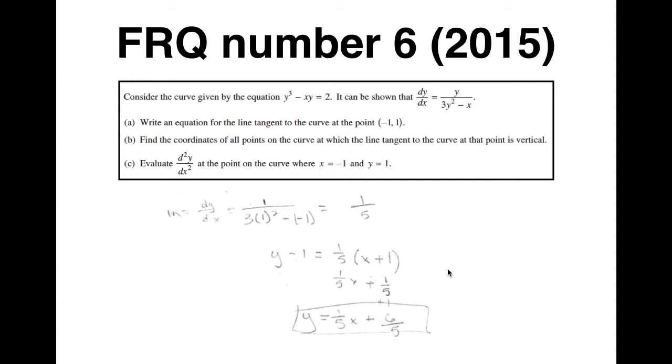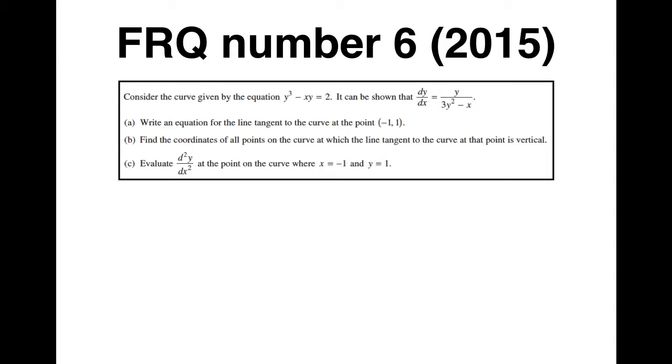Our third student got the right idea. The slope is 1 over 3 times 1 squared minus negative 1. Sadly, they made a small mistake here, 1 over 5 instead of 1 over 4. After that, the student wrote the correct expression for the line. There's an error carried forward here, but apart from that, it was correct. So the student lost the point for the slope, but did earn the point for writing an expression for the line. 1 point out of 2.